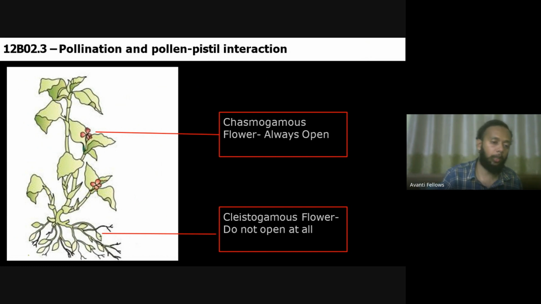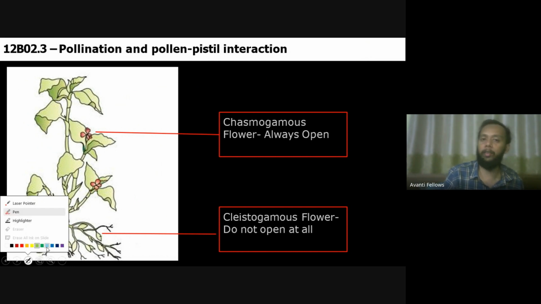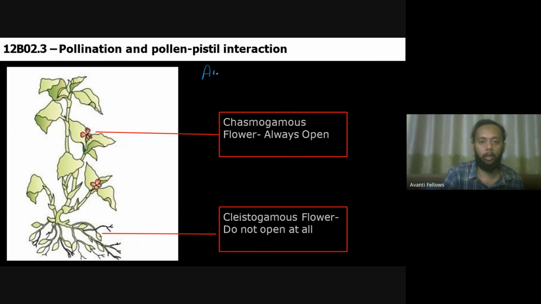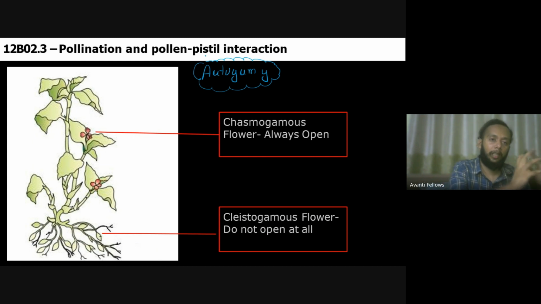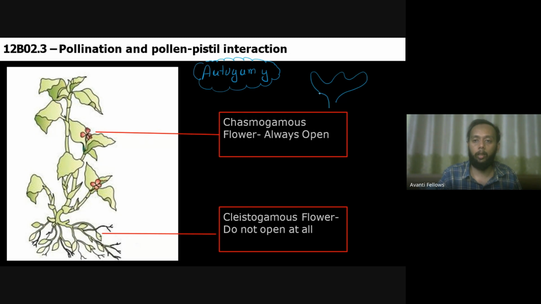When you discuss autogamy, please remember one thing very clearly: the pollen grain is coming from the anther and falling on the pistil of the same flower. That is autogamy. That should be clear to all of you. If you are not able to understand, please remember this: the pollen grain is coming out from the anther and falling on the stigma of the same flower.